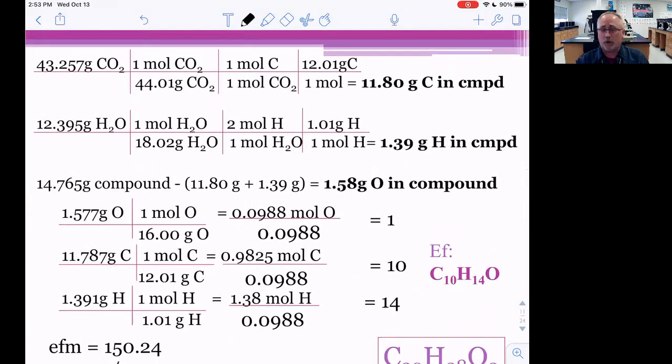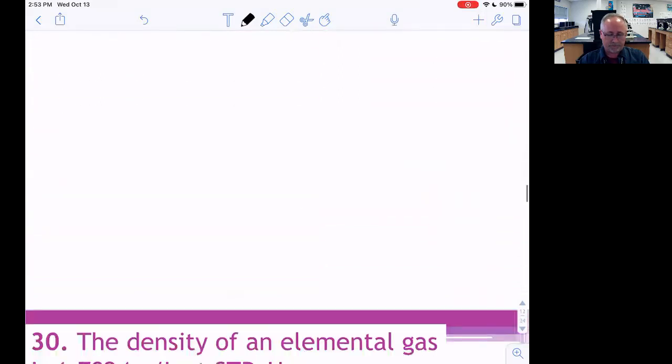This would probably be a stretch to ask you guys a long, difficult problem like this, but you should expect a combustion analysis problem for sure. If it doesn't have oxygen in it, there's no need to do the subtraction. That'll save you some time. But if there is oxygen in the compound, you're going to have to subtract that from the original mass of the sample so that you can find out how much was present. All right, so that finishes up combustion analysis.